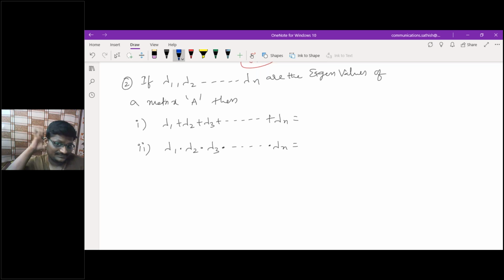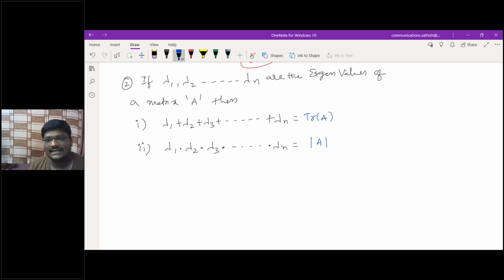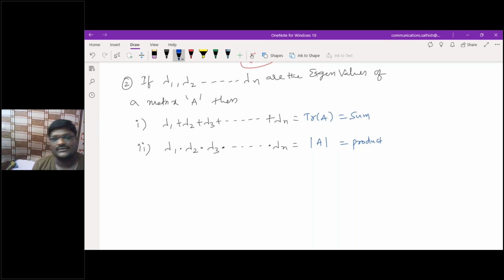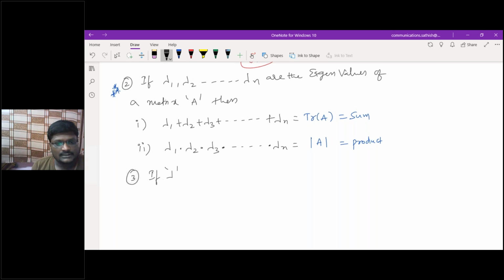Yes, the first one is trace of A, and the second one is determinant of A. So this is the sum of the eigenvalues, and this is the product of the eigenvalues. This is a very, very important property. Got my point? Yes, sir. Then our next one.